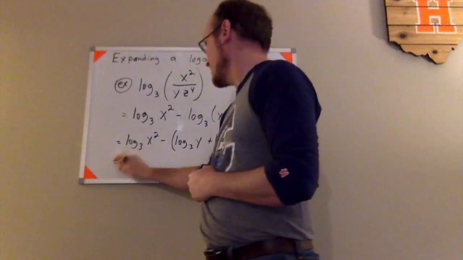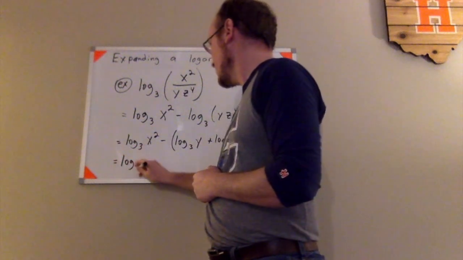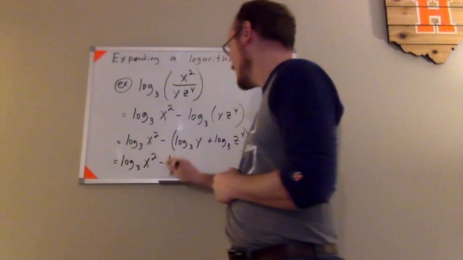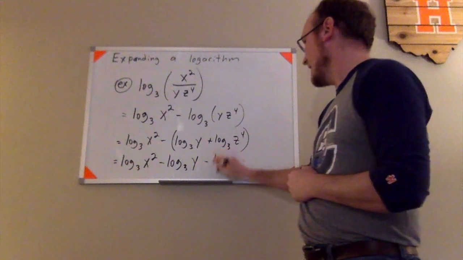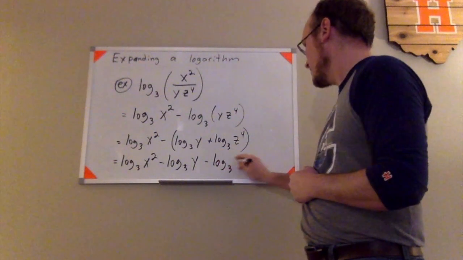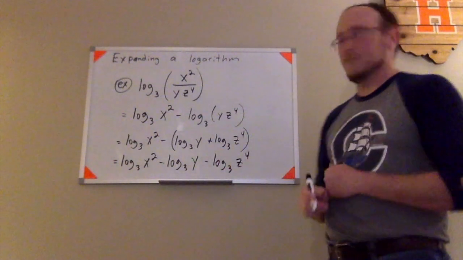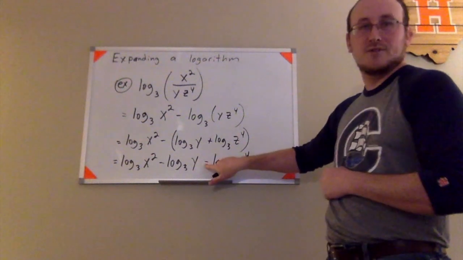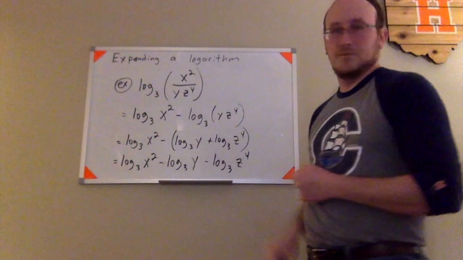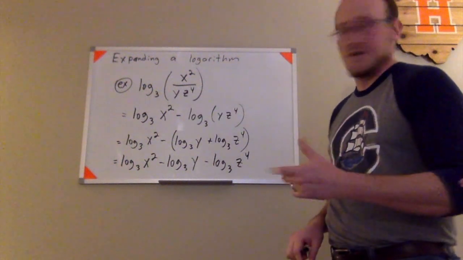So that this would become log base 3 of x squared minus log base 3 of y, and then that goes minus log base 3 of z to the 4th. Like that. Again, a lot of times students make that sign mistake and they end up with plus right here instead of minus when there are multiple pieces in the denominator. So I wanted to make sure I addressed that.